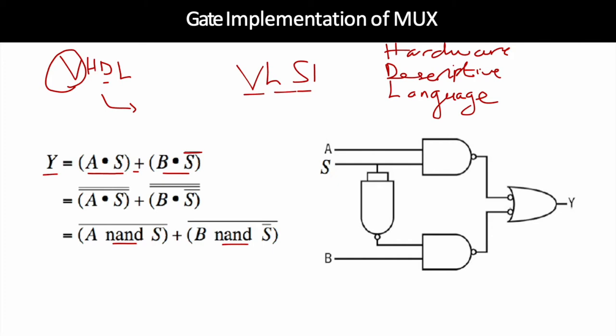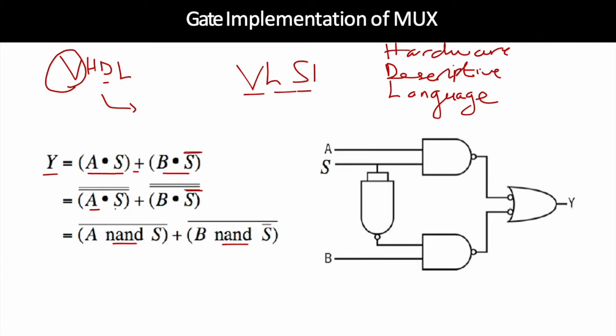right? So we can have the inverse of A and S, so that's not A and not S, right? And so you have the NOT of all of that, and we have the NOT S already, and you find the NOT of all of them. So you can simply put a NOT gate there to implement all of this.